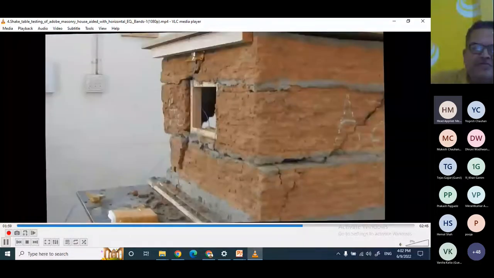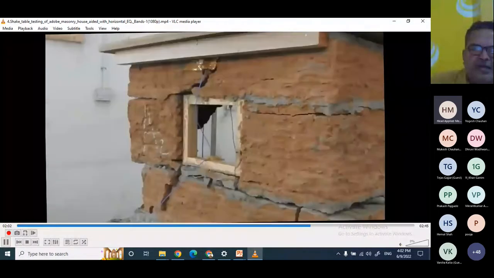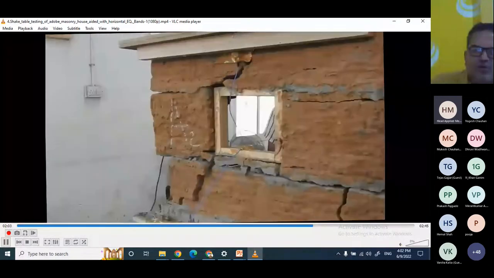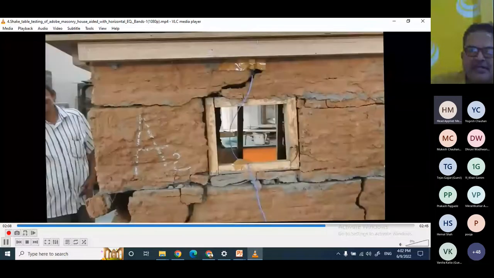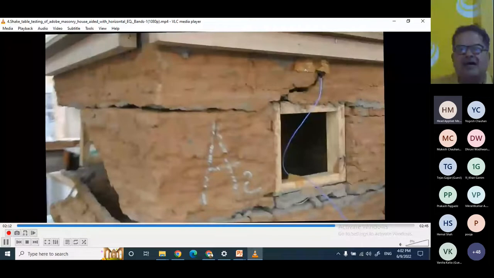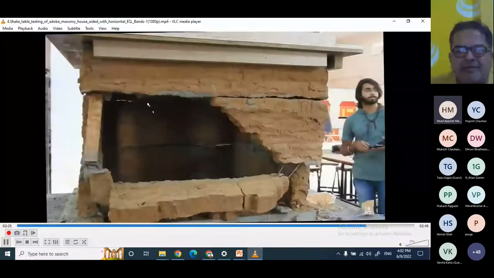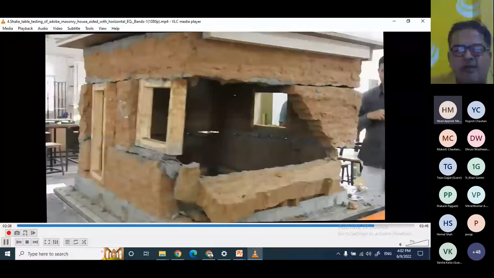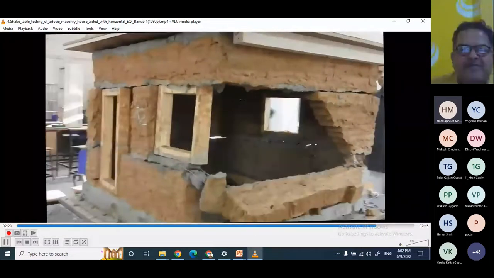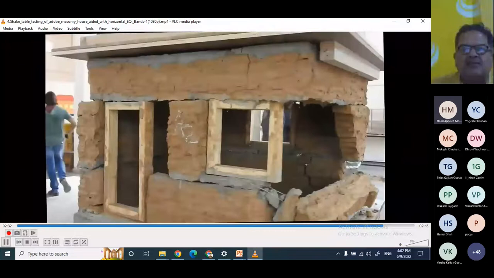Again, I'm saying that in real life we are not happy when a collapse takes place, but in the laboratory we are learning many things, and from this we learn a lot. And you see, this is an out of plane failure, right? Out of plane failure is taking place, and here a band is provided. So it sustained damage up to a certain level, but out of plane failure is always there because it is a weak wall, and if it fails, then it affects the other part of the structure also, right?